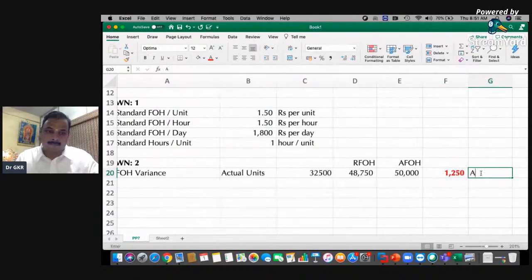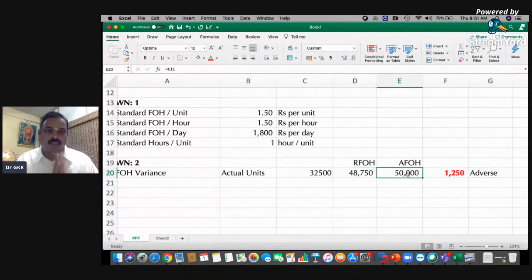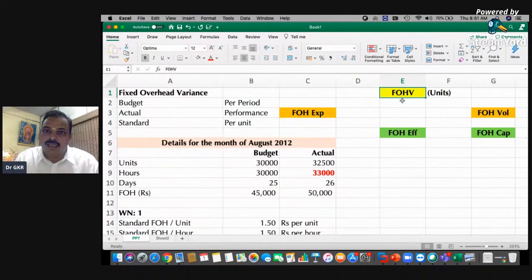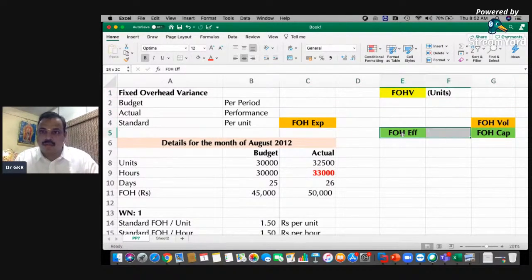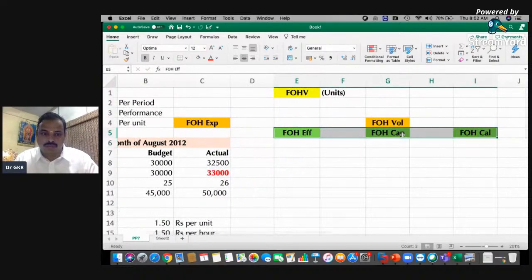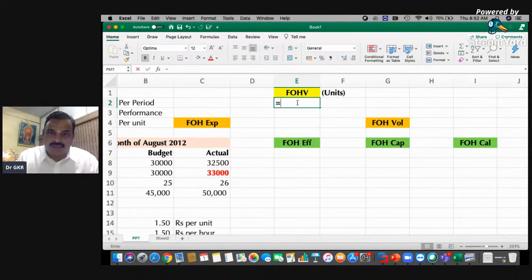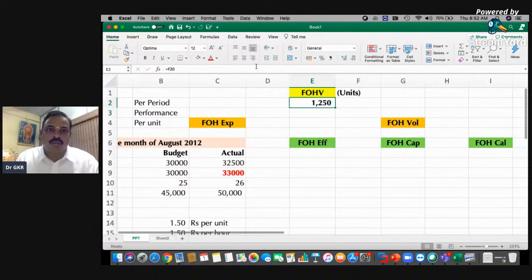Good. So 48,750 minus 50,000 is your fixed overhead variance. I will bring this one step down. The fixed overhead variance is 1,250 adverse.